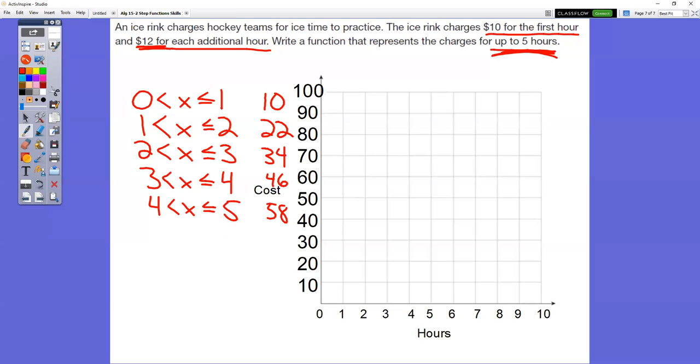So that's what we're graphing. $10 in between hour zero and hour one. $22, so again, you have to make a little estimate, it's going to be like that. And that is between hour one and hour two. And then 34. And then we have 46. And then in between hour four and five, it's 58.